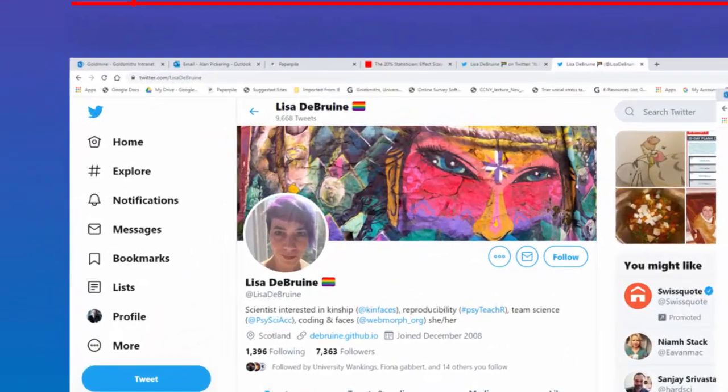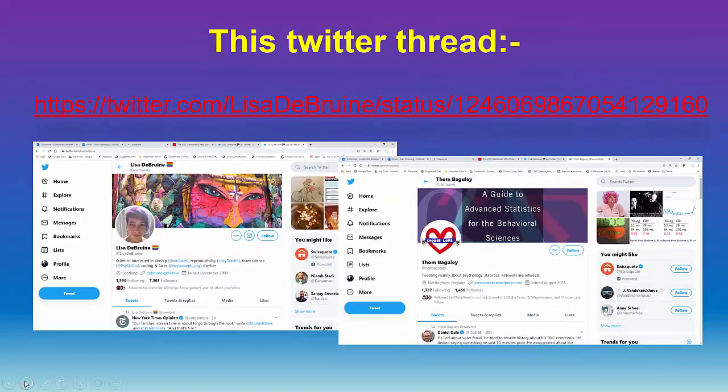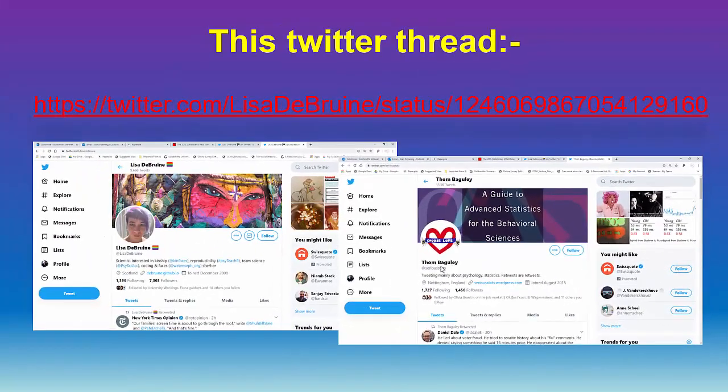There was also a Twitter exchange started by Lisa DeBruine and responses from people like Tom Bagley. And that started me thinking about a way that we might think about interactions in ANOVA. Once again, the link will be in the description below if you want to look at that Twitter thread.